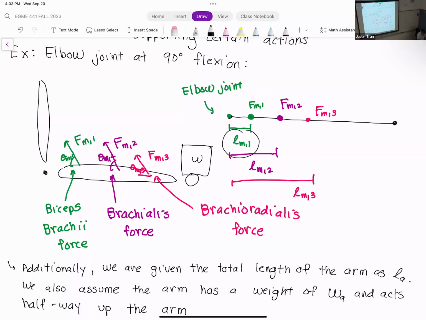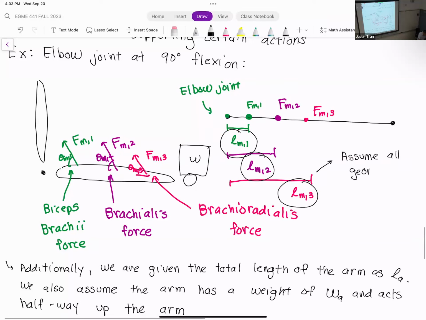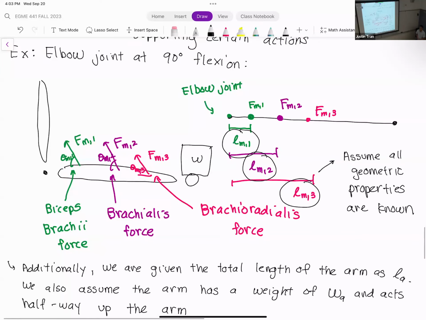Here we have M1, M2, M3. We're going to assume all those geometric properties are known, and that includes the total length of the arm as well. The total length of the arm is given by LA. We're also going to assume that the arm itself has a weight WA that we're going to factor into our calculations. That's this one.